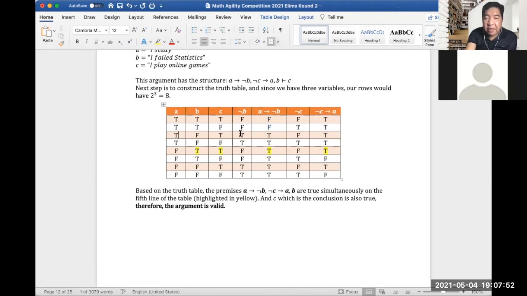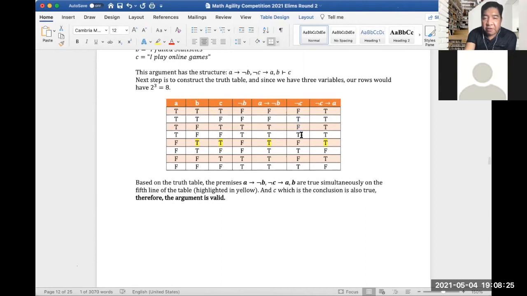So if you notice T and T, again same thing here, T and T, F and F, F and F, F and T, F and T. So all of them would give a value of true, right? Now on the negation of C column, we just negate C. So if this is true, then it must be false here on this column. And F must be true here on negation of C. And we'll just fill up false, true, false, true, false, true for the column negation of C.